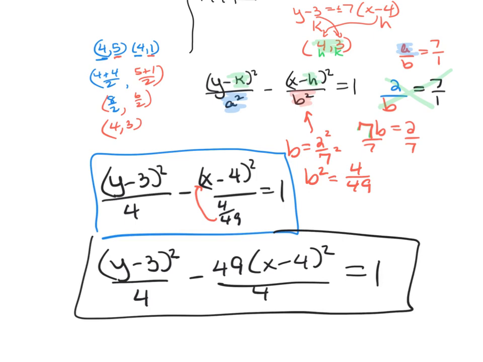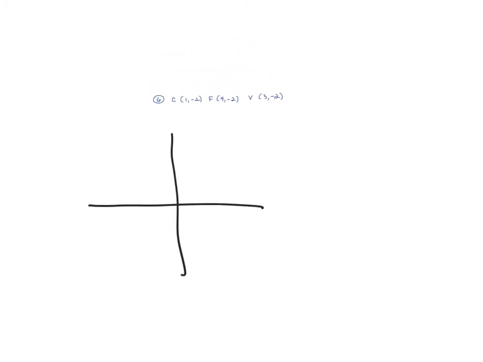I'm going to do one more example. It's kind of simple because they're giving me a center, a focus, and a vertex. So let me give myself a visual. Let me graph the center first. I'm going to graph the ordered pair 1, -2. Next I'll graph this focus point: 2, 3, 4, so 4, -2. And then lastly, the vertex, and it's at 3, -2. So this tells me that my graph will look like this.